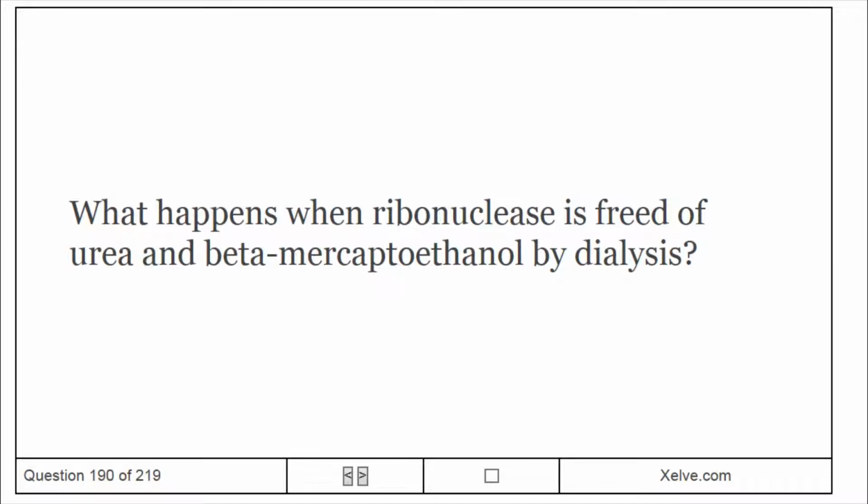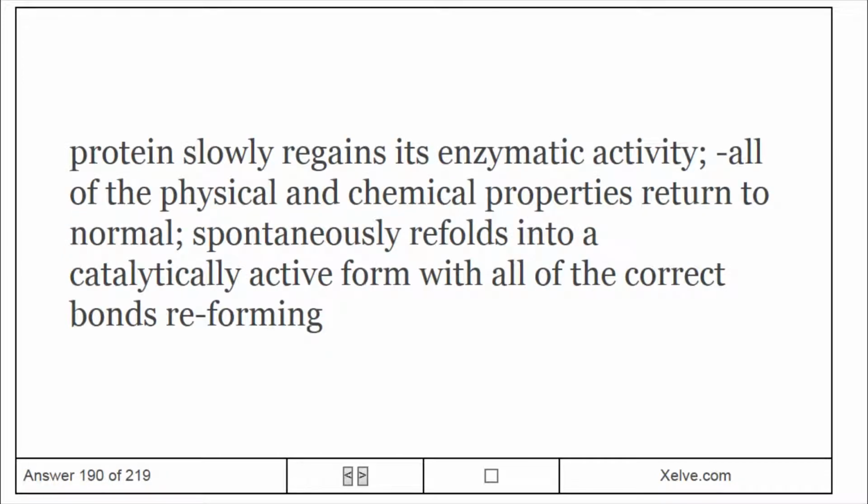What happens when ribonuclease is freed of urea and beta-mercaptoethanol by dialysis? The protein slowly regains its enzymatic activity, all of the physical and chemical properties return to normal, and it spontaneously refolds into a catalytically active form with all of the correct bonds reforming.